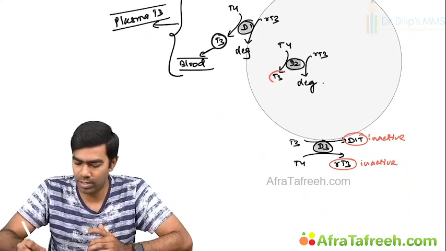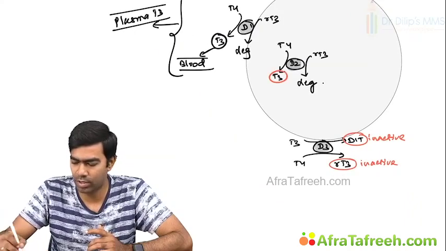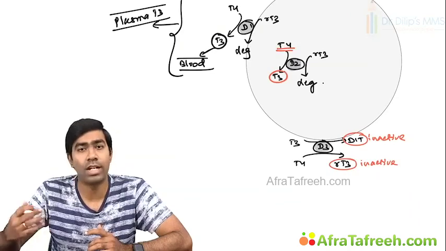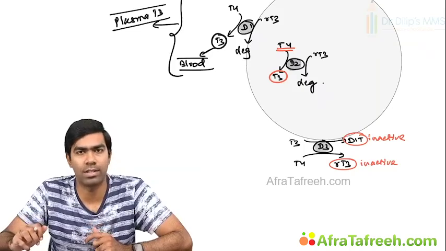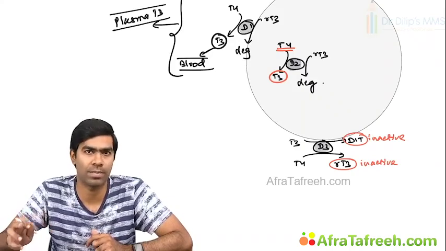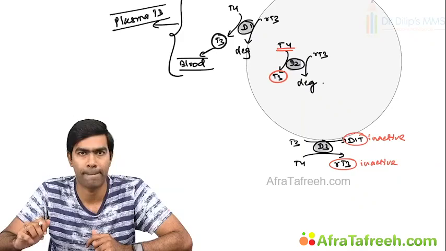Similarly, D2 deiodinase is the most important deiodinase that produces intracellular T3, which is the functional form of thyroid hormone inside the cell. For that, D2 deiodinase is very important. But D2 deiodinase is not going to contribute to the plasma T3. That also you have to be very clear about.